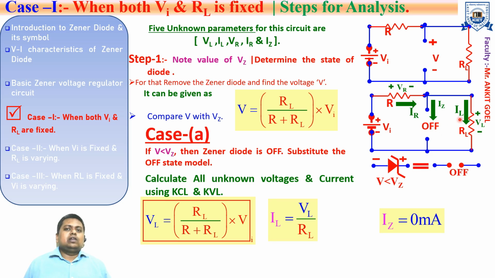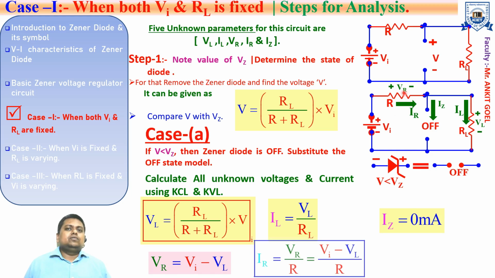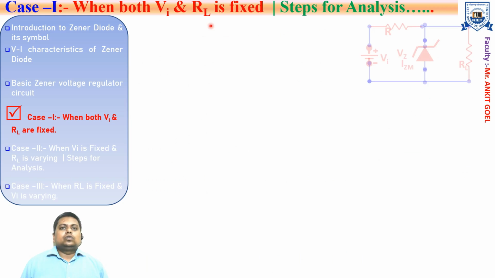So once you know the values of VL and RL, you can now find the values of VR and IR. VR can be found by applying KVL in the circuit. Vi minus VL is equal to VR, right? So it is the difference between the input voltage and the load voltage. And now the current IR is the current flowing through this resistance R, that is VR upon R. As you know, VR is equal to Vi minus VL, so we can write the alternative formula for IR as Vi minus VL upon R.